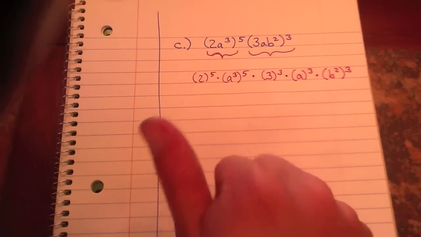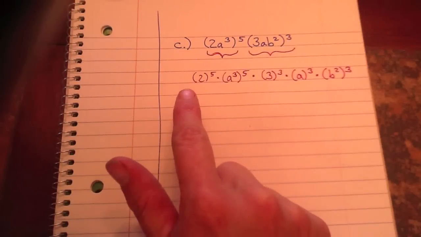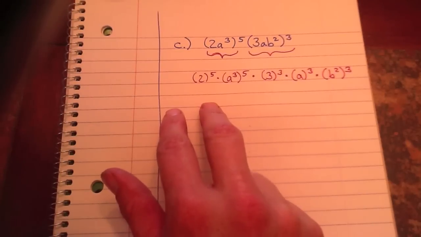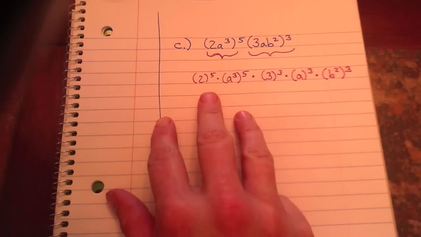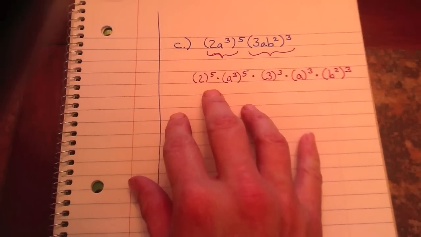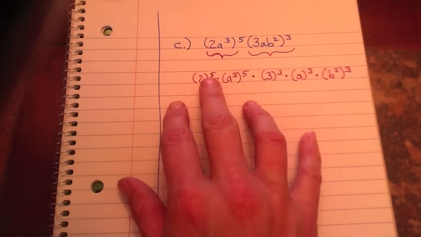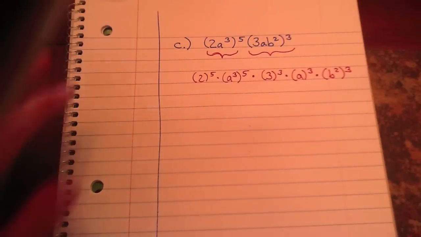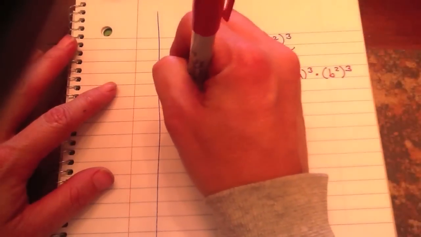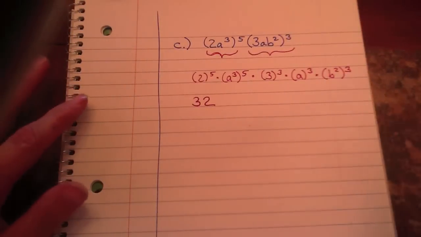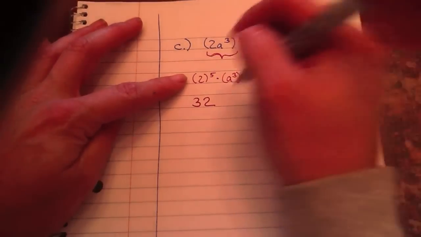You really need to think 2 times 2 is 4. There's your first 2. 4 times 2 is 8. 8 times 2 is 16. 16 times 2. Do you see how that works? So you only want 5. Don't accidentally get 6 there. And 16 times 2 should be 32. So that's the first one.